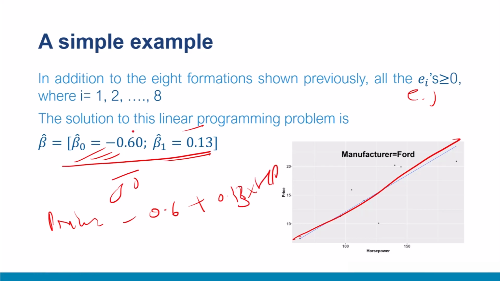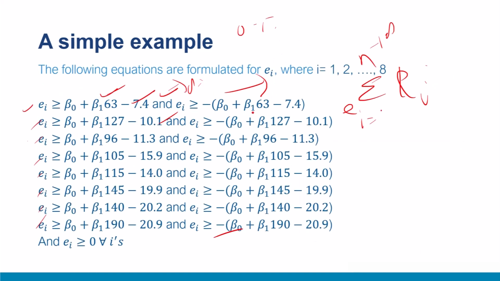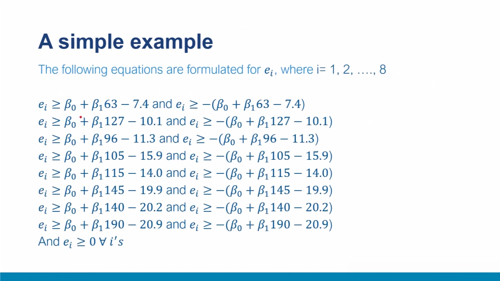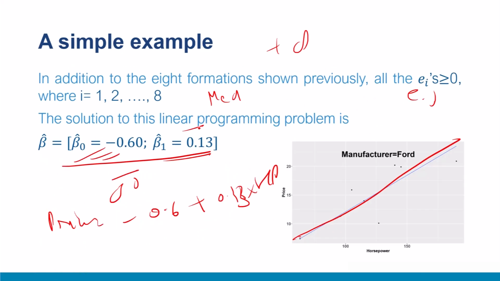So this was a rather simple quantile regression problem for a median solution. We were looking at the median solution. We looked at 8 data points. We formulated 17 equations or conditions, and we minimized our objective function, which was the summation of EI from 1 to n. This summation was minimized with these conditions, and we could obtain the median solution, or the 50th percentile, or the median quantile.